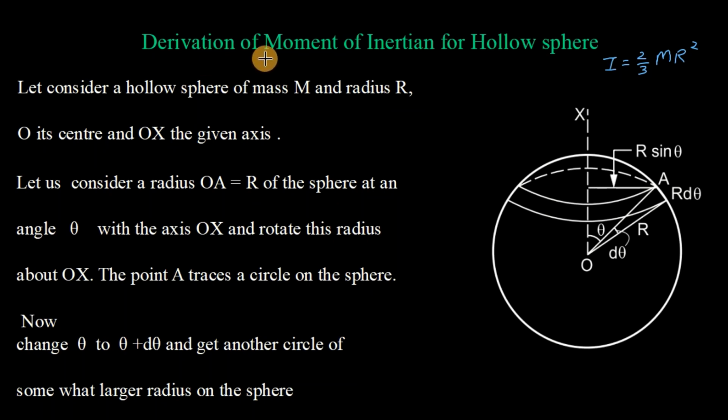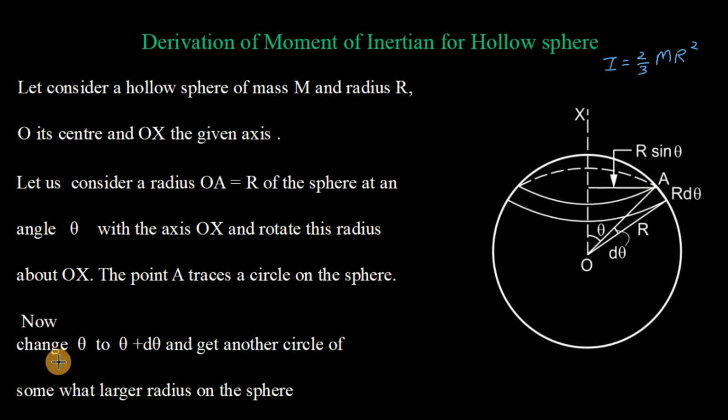Now derivation of moment of inertia for a hollow sphere, that is I equal to 2 over 3 mr square. Let's consider a hollow sphere of mass capital M and radius r. O is its center and OX is the axis of rotation. Let's consider a radius O A equal to r of the sphere at an angle theta with the axis OX and rotate this radius about OX. The point A traces a circle on the sphere.